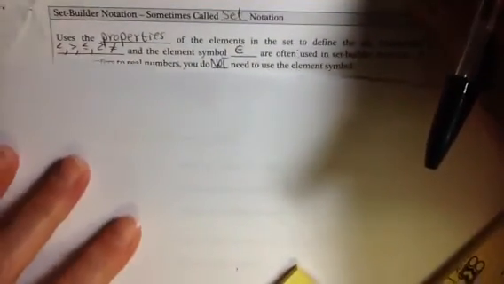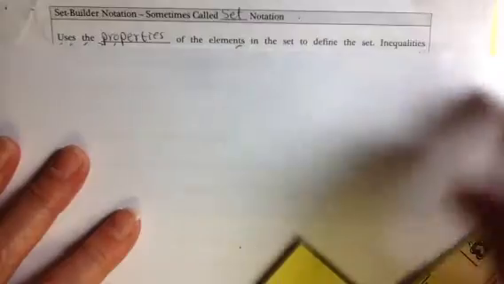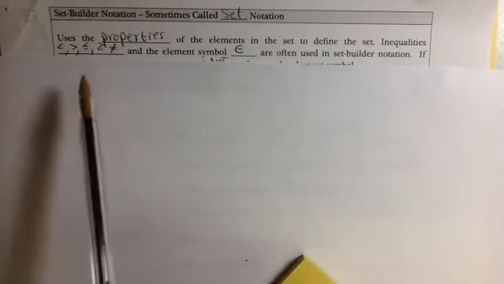All right, last set we're going to talk about is set builder notation. And set builder notation sometimes is just called set notation. It uses the properties of elements in the set to define the set. These are the inequalities that you would use: less than, greater than, less than or equal to, greater than or equal to, not equal to. And it uses the element symbol.